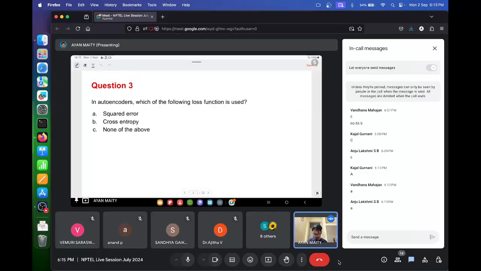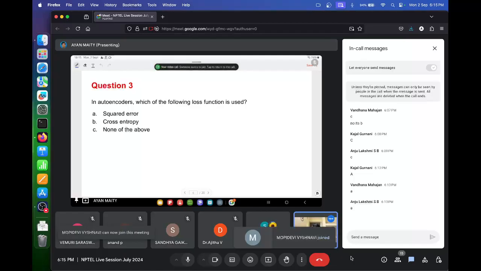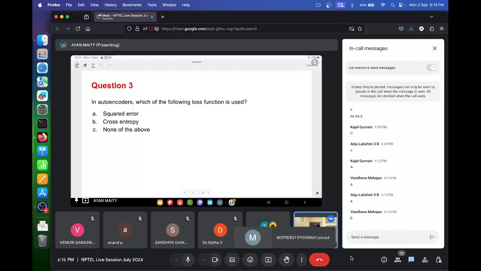Now question 3. In autoencoders, which of the following loss functions is used? Squared error, cross entropy, none of the above. Vandana says option B, which is cross entropy.